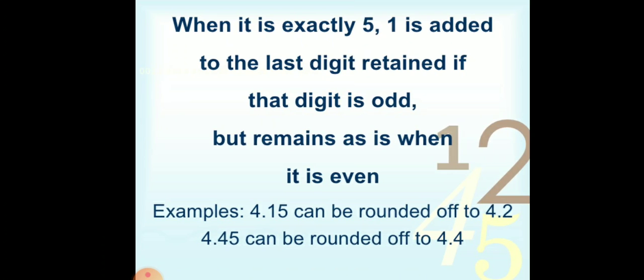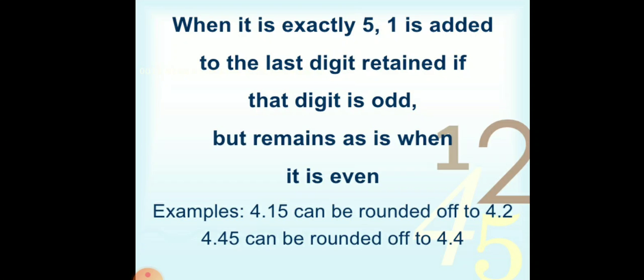When it is exactly 5, 1 is added to the last digit retained if that digit is odd, but it remains as it is when it is even. If the digit dropped is exactly 5, you have to check whether the previous number is odd or even. If it is odd, the previous number will be raised by 1. If it is even, it will remain as it is.